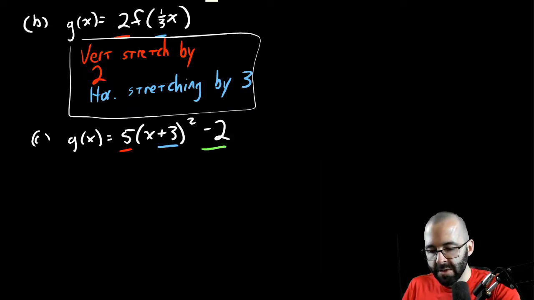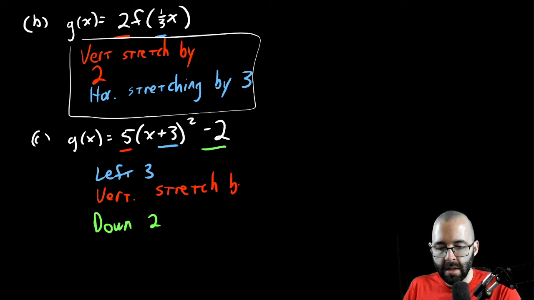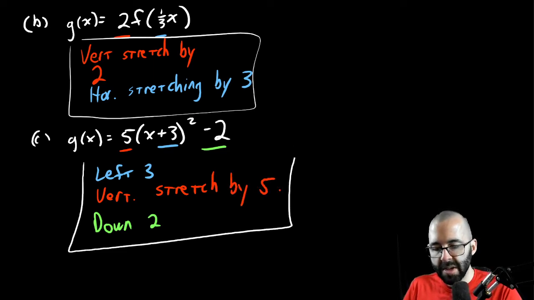All right. The horizontal shift is first. We're going to go left 3. Vertical is last. It's going to be down 2. And everything else goes in the middle. That's going to be a vertical stretch by 5. These are the 3 things happening here.